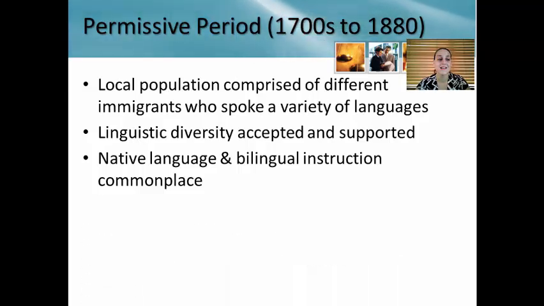Okay, so we can see that native language and bilingual instruction is pretty commonplace during this time, given the needs of the families in the society and the different ethnic makeups of the nation at this point.